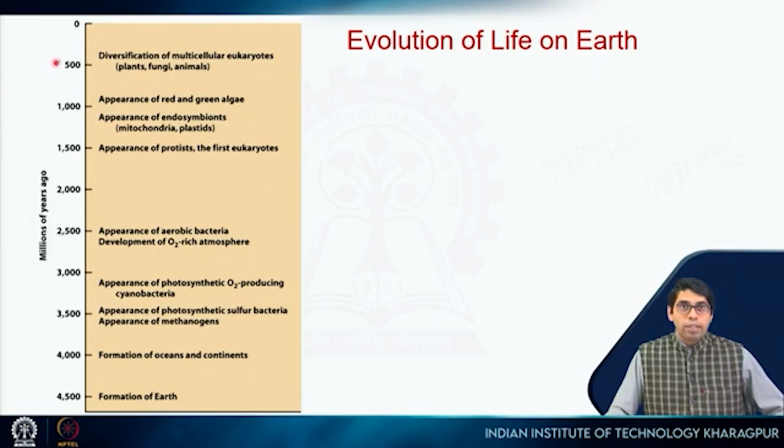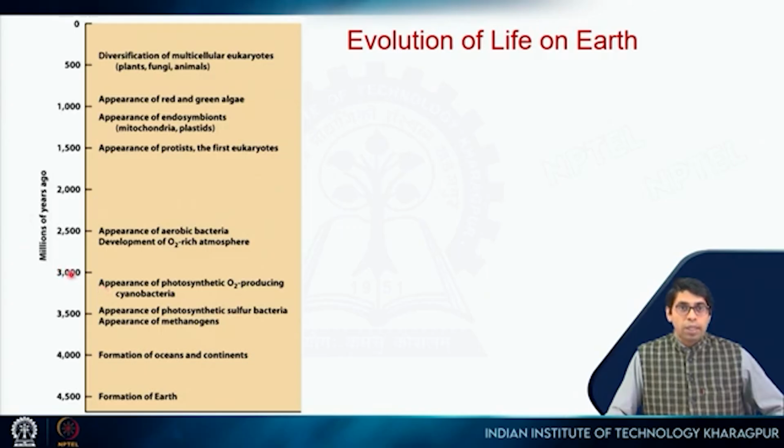Here is a timeline of life on Earth. We are here, this is 0, the present, and this is the past, and the scale is in millions of years ago. So 4,500 million years means 4.5 billion years, which was the time when Earth was formed. 4 billion years ago, formation of oceans and continents. 3.5 billion years ago, appearance of photosynthetic sulfur bacteria and methanogens, which are organisms which use these inorganic sources.